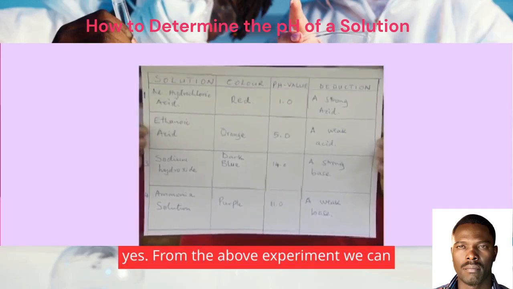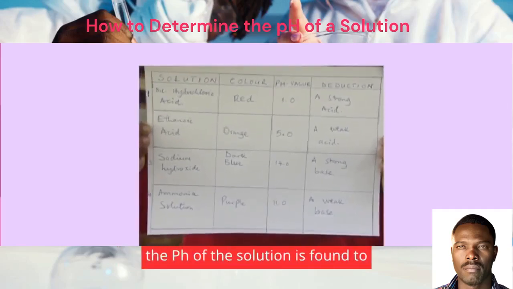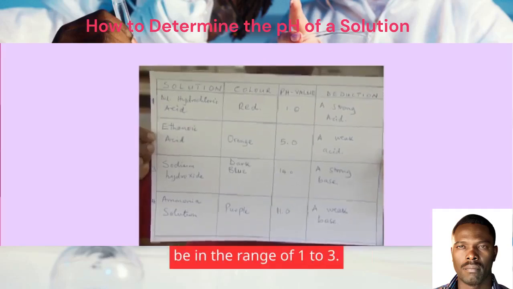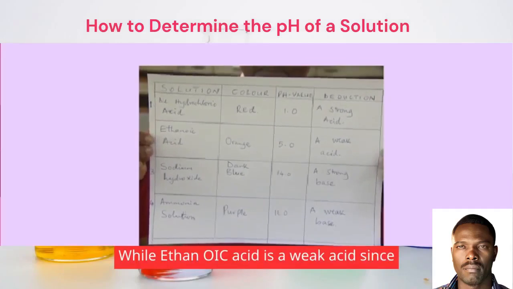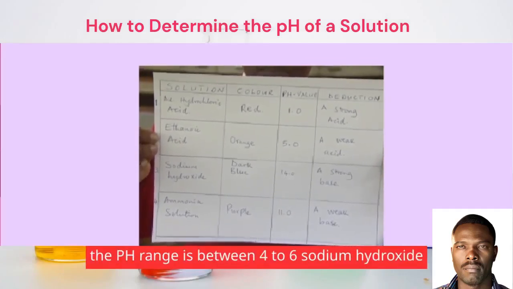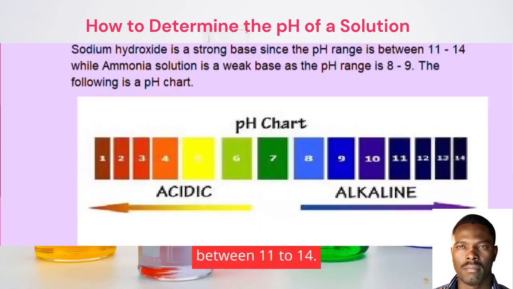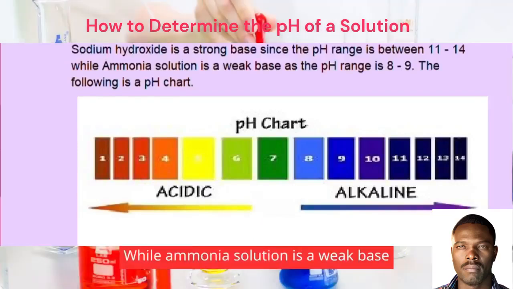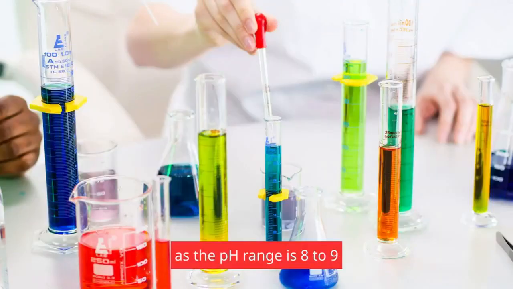From the above experiment, we can say that hydrochloric acid is strong because the pH of the solution is found to be in the range of 1 to 3, while ethanoic acid is a weak acid since the pH range is between 4 to 6. Sodium hydroxide is a strong base since the pH range is between 11 to 14, while ammonia solution is a weak base as the pH range is 8 to 9.